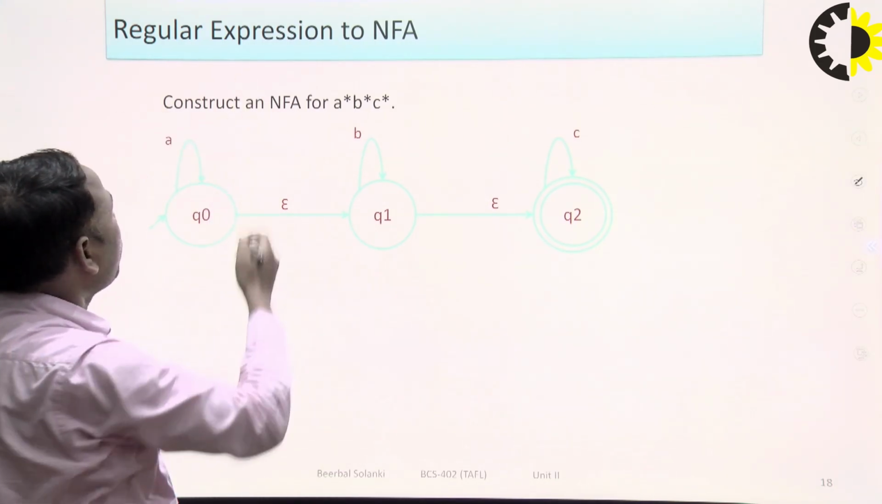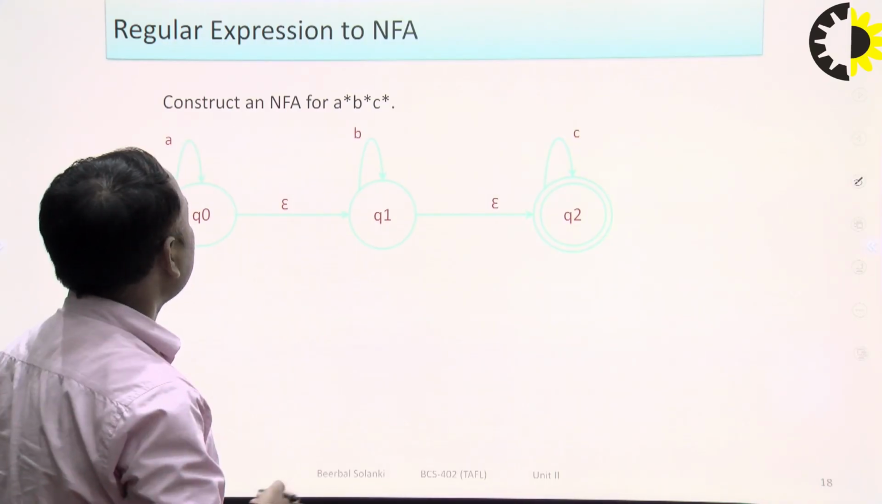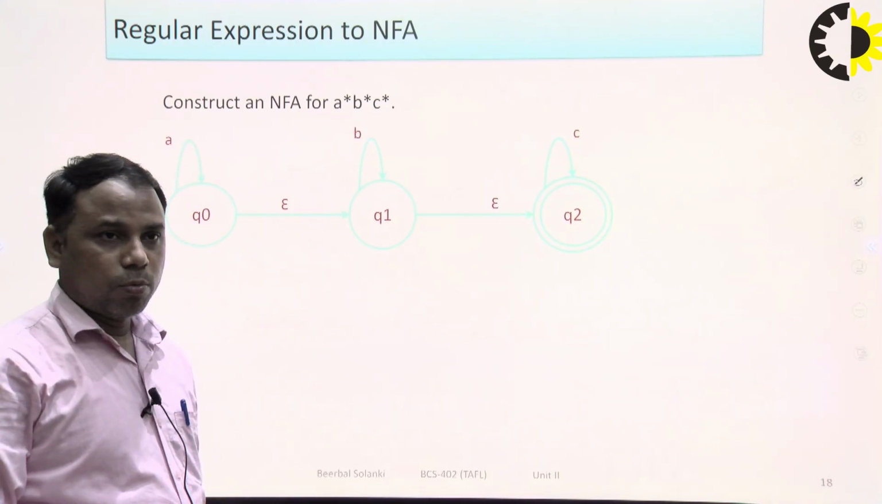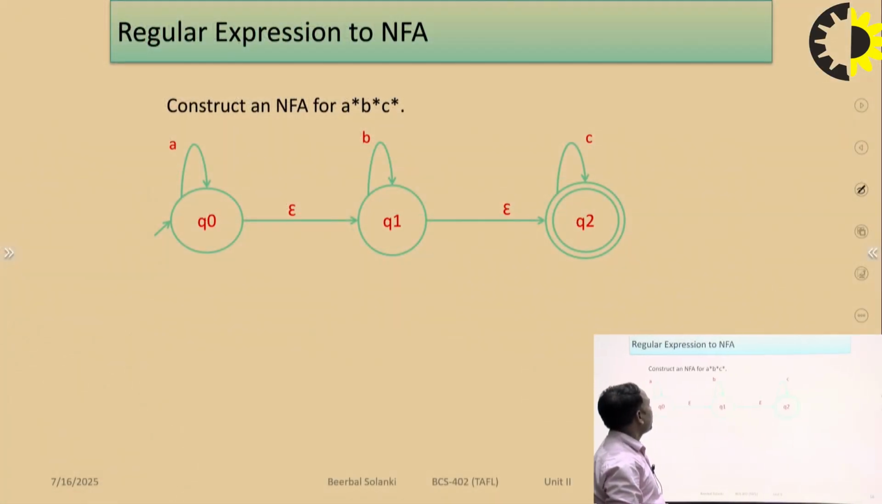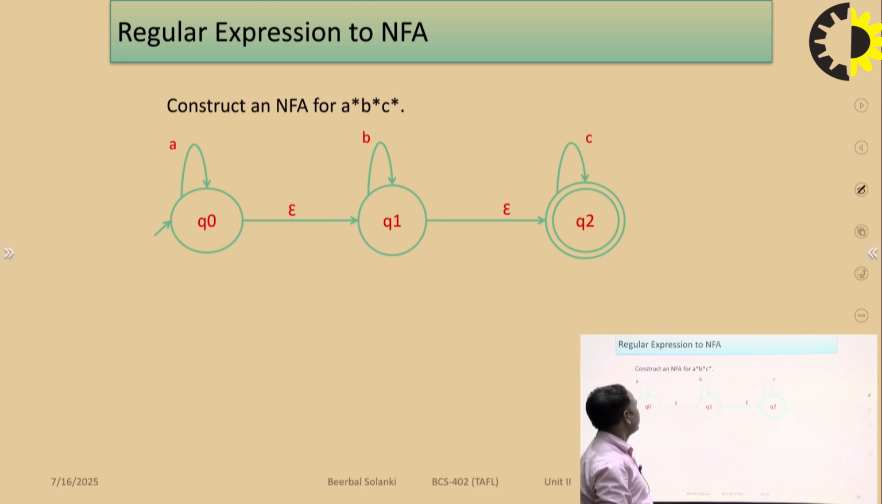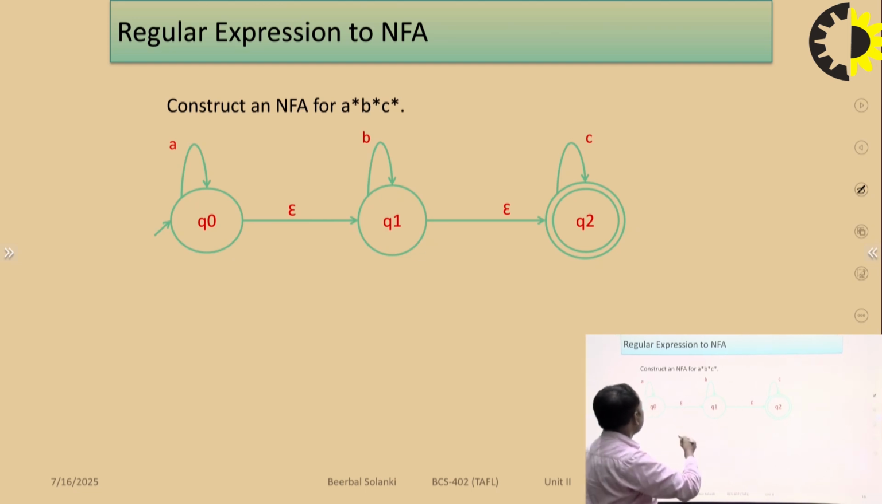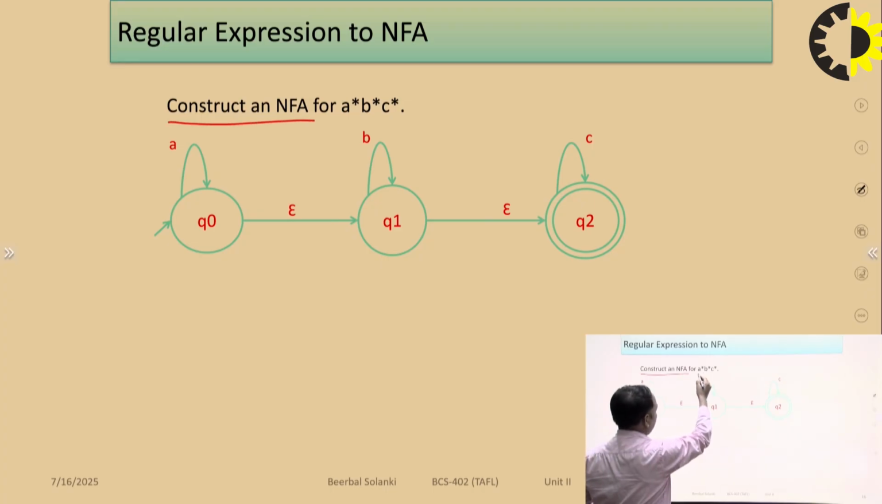That topic is the regular expression to NFA. NFA is the non-deterministic finite automata. So we write the epsilon NFA and NFA for the given regular expression. The first question is: construct the NFA from the given regular expression a star, b star and c star. So how to write the NFA from the given regular expression?